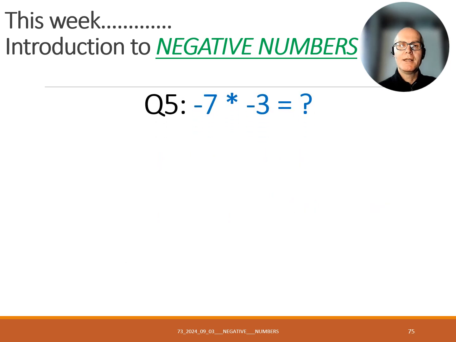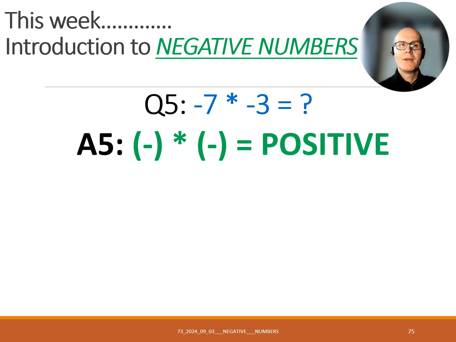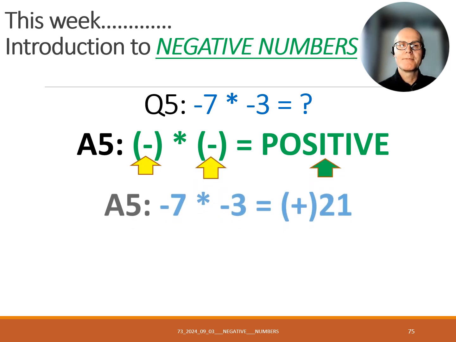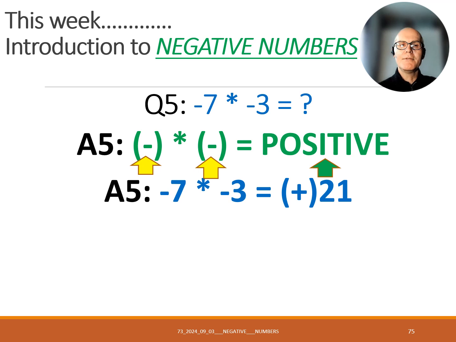Question 5. Negative 7 times negative 3 equals what? In this case, we have a negative number times a negative number. And the rule for that is that the answer will be positive. Negative times a negative equals a positive answer. Negative 7 times negative 3 equals positive 21, or just 21.